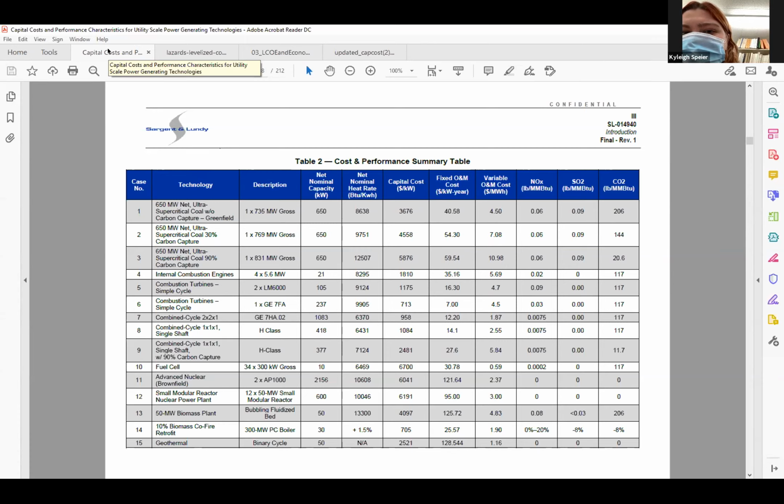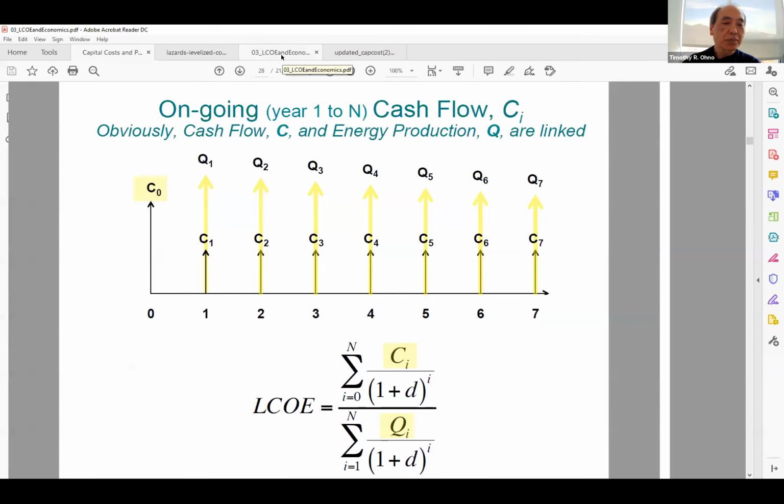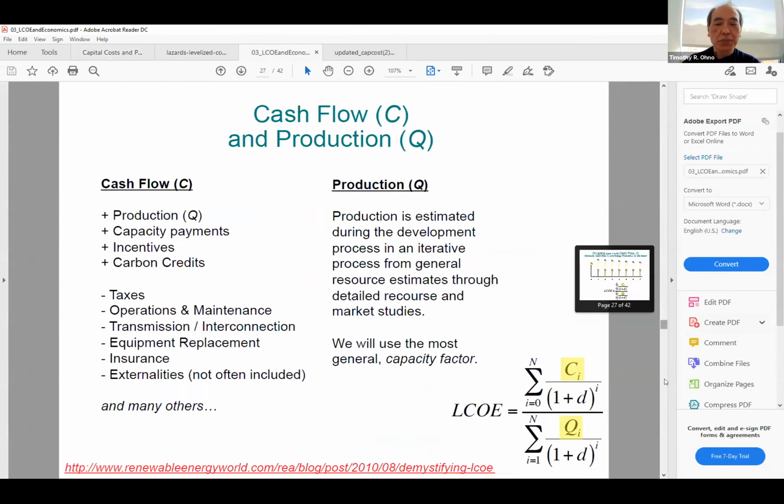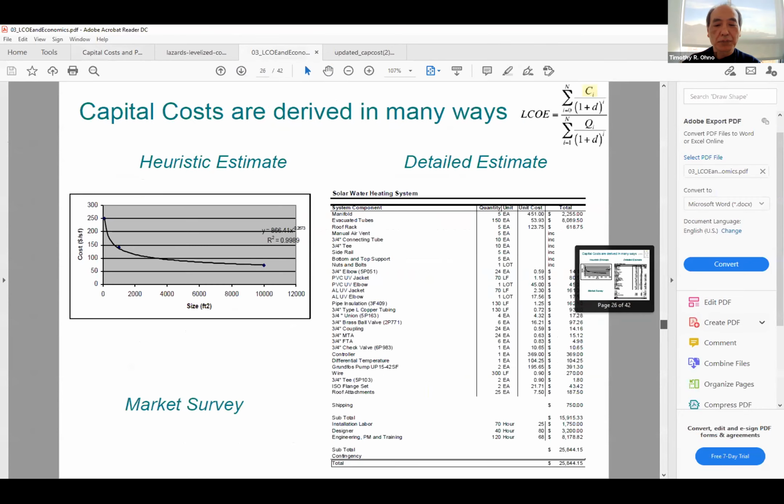Right. So the thing I'm missing on this chart is capacity factor, because if I could take that 650, multiply it by the 8,600 and whatever numbers per year, then I could calculate how much energy I produce if I knew the capacity factor. Let's flip back to this presentation and get an idea of what the capacity factor is.